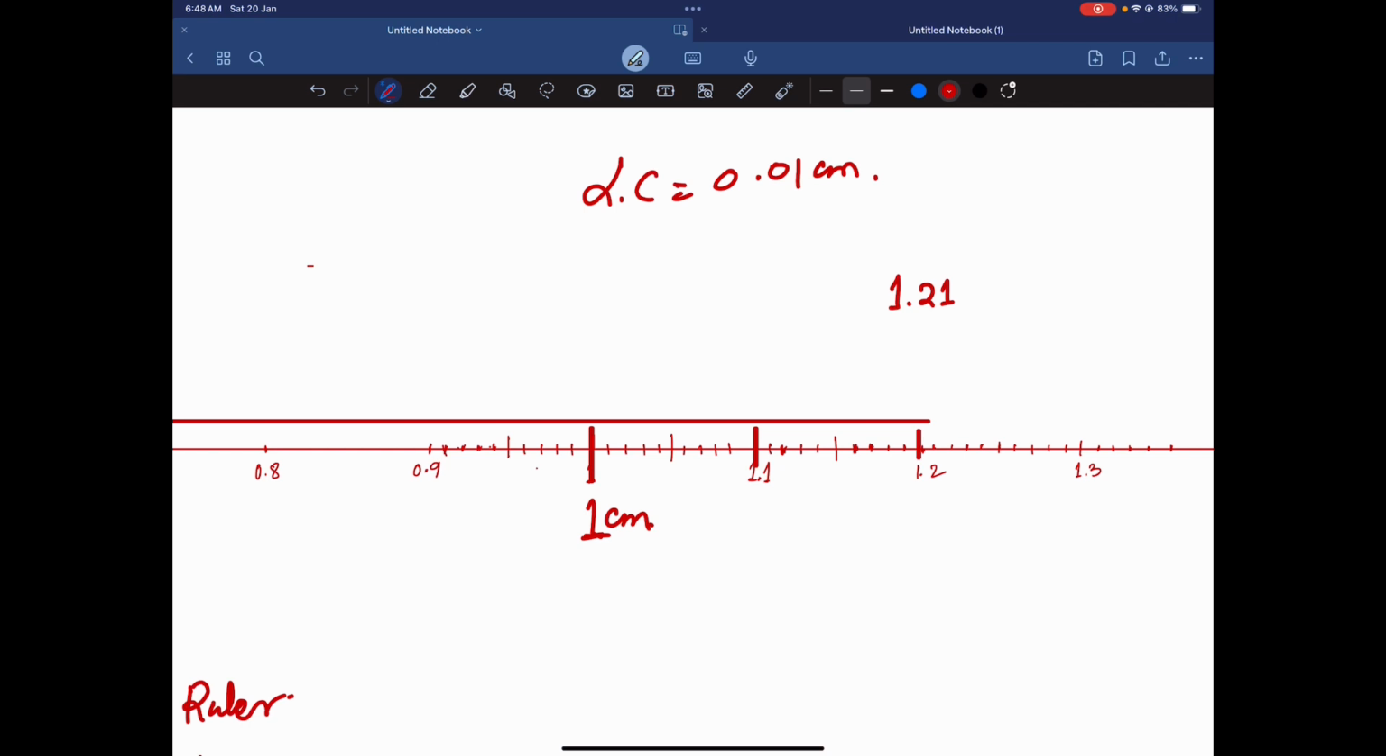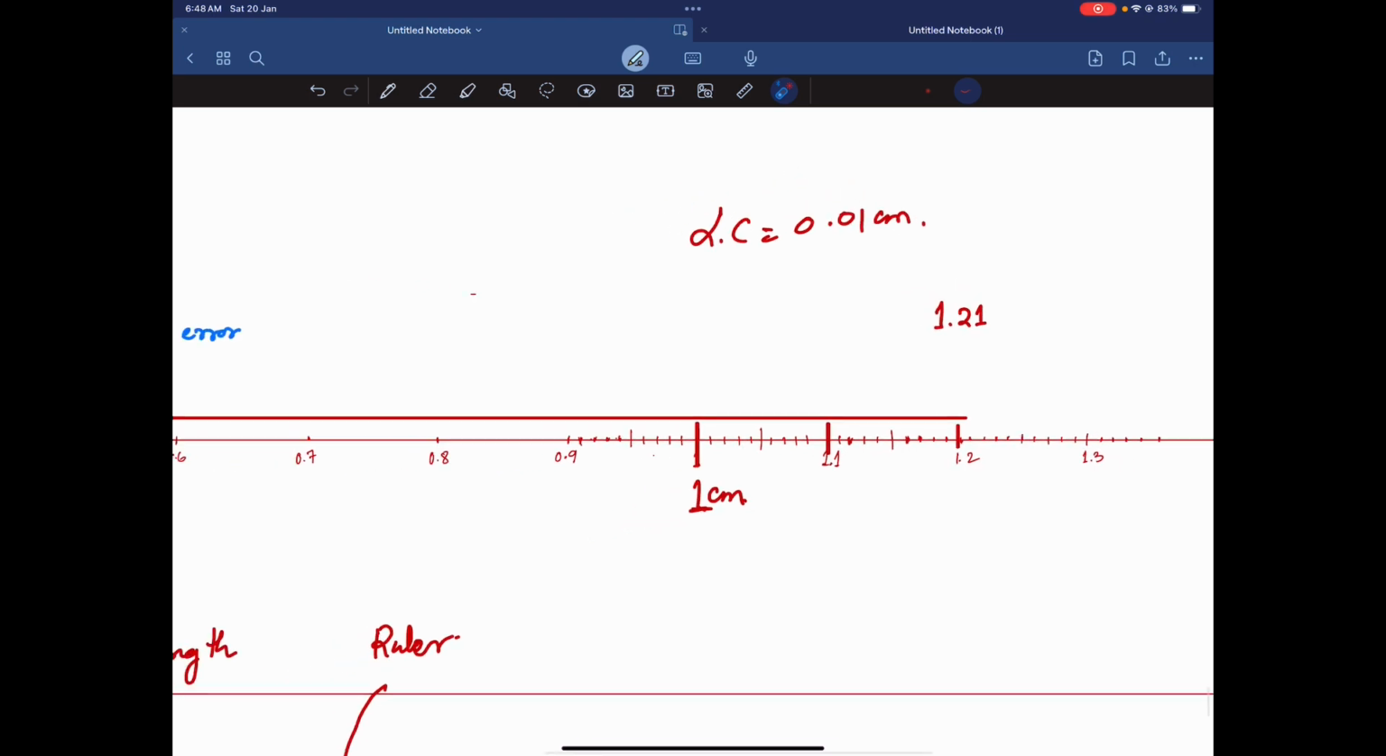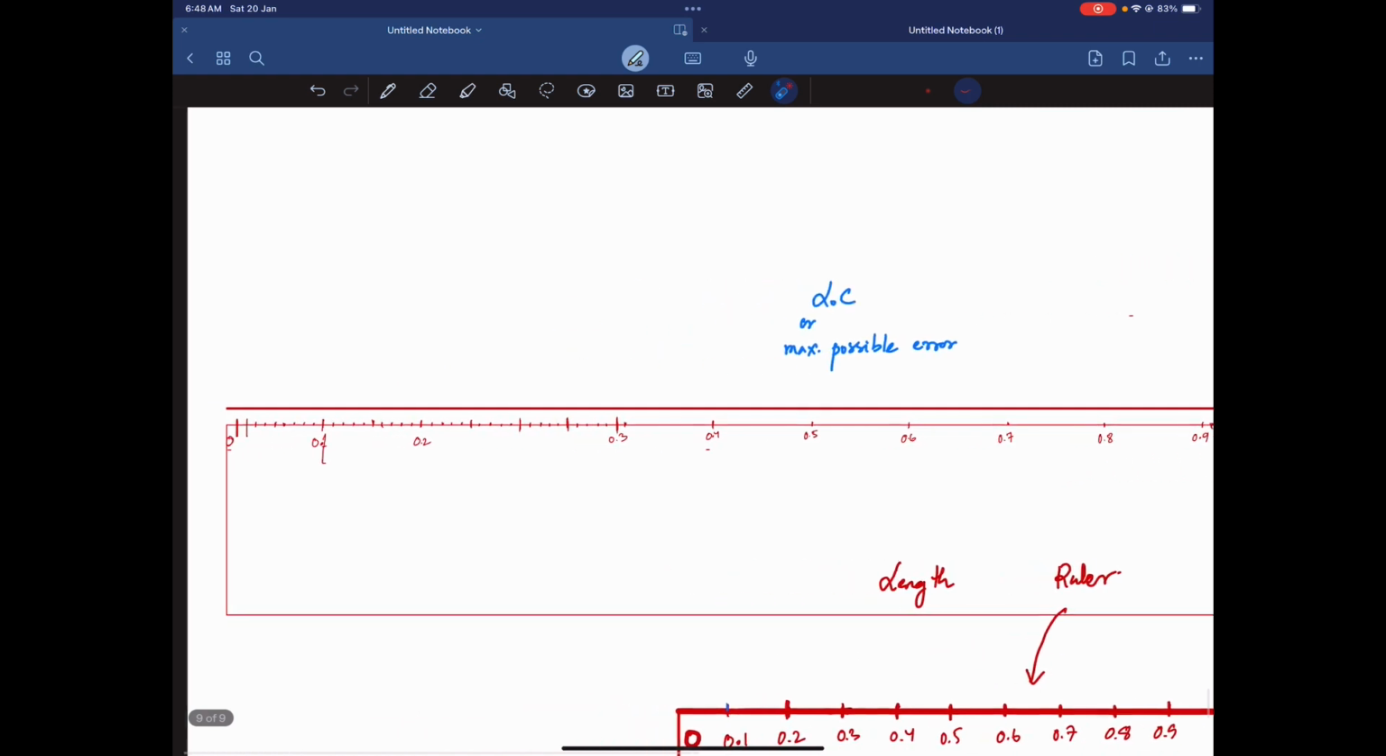The smallest measurement is 0.01. The small gap here is 0.01. Up to here is 1.2. To that you add 0.01, and you get 1.21. Each of these small gaps here is 0.01. Fine. This is how you find the marking.